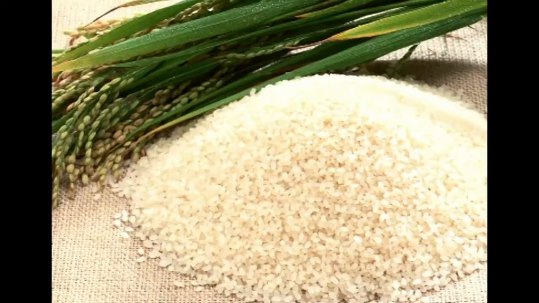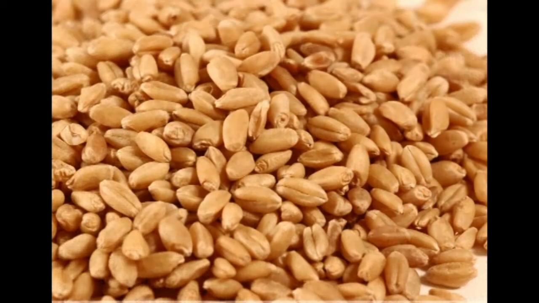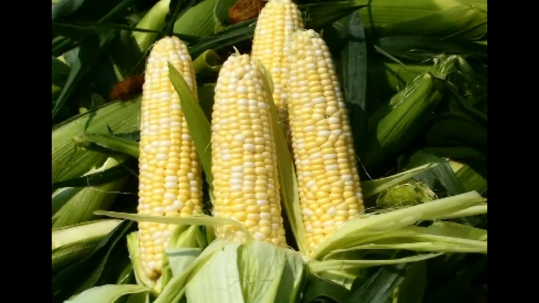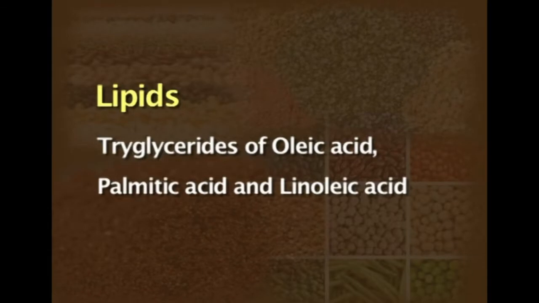For example, 1% in rice, 2% in wheat, and the bigger concentration is found, that is 3%, in maize. Now, the lipids are mostly the triglycerides of oleic, palmitic and linoleic acids, and they contribute 50% to the requirement of the essential fatty acids in our body every day.